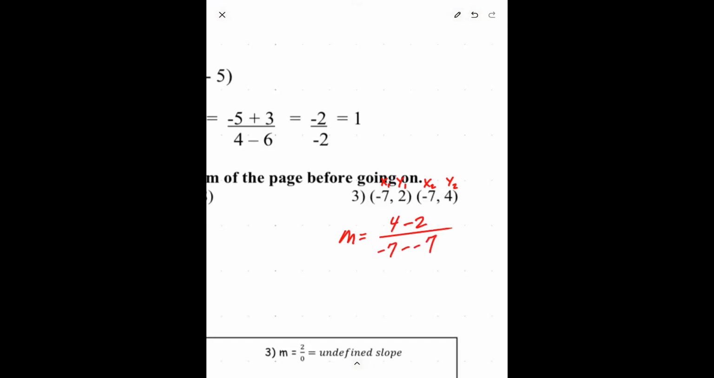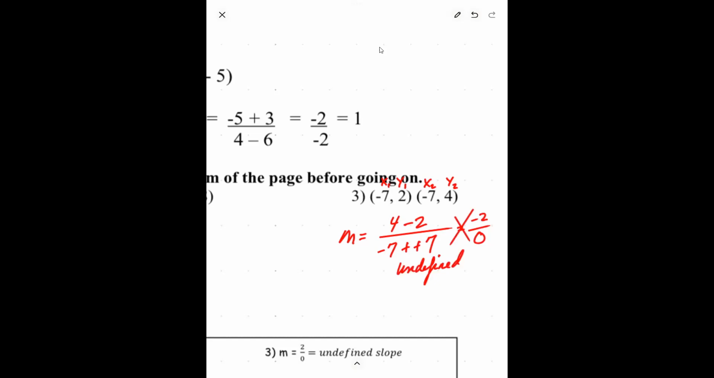Now remember what I said. When you subtract a negative, it becomes positive. So these two become positive. So I got a -7 plus 7 equals 0. So this will be a 2 over 0. Now, this is undefined. So basically, this does not have a slope.